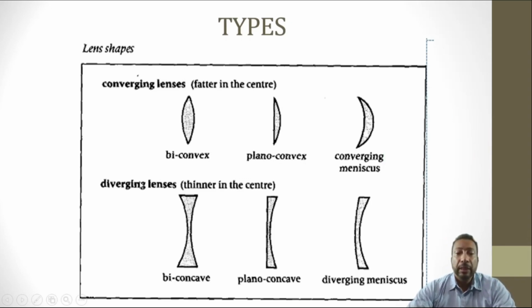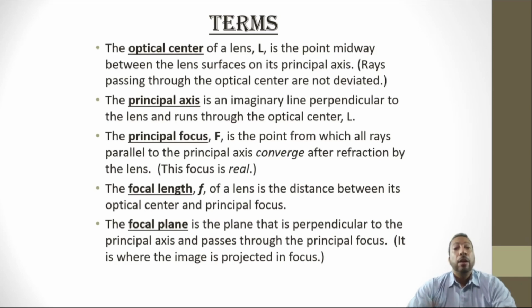The diverging lens is different from the converging lens in that it is thinner in the center. All right, so we have a biconcave, the planar concave, and the diverging meniscus, similar to the three for the converging lens. There are many various terms that we need to learn about when it comes to lenses.